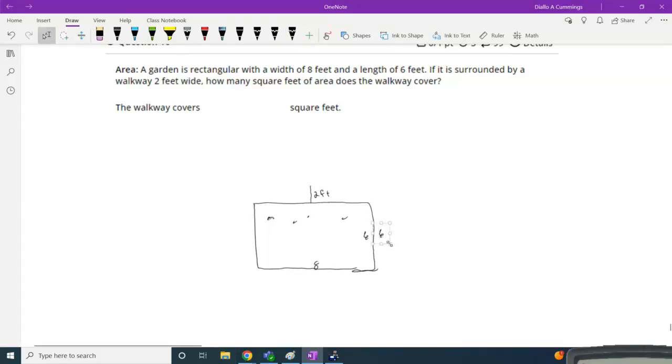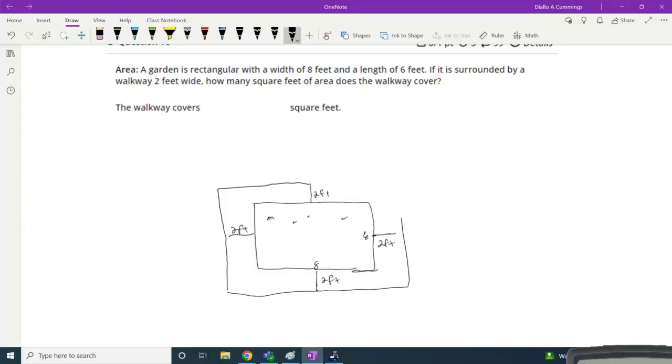Okay, so that's what the walkway around the garden looks like. And it extends 2 feet from each side. What we're asked to do is find the area of the walkway.